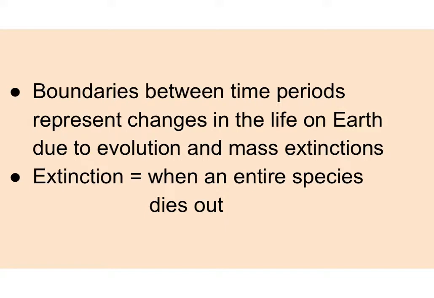Likewise, mass extinctions. If you have, for example, all of the dinosaurs becoming extinct at the end of a particular time period, we call that the end of a time period. An extinction is when an entire species dies out.